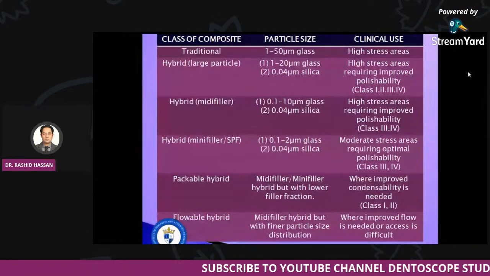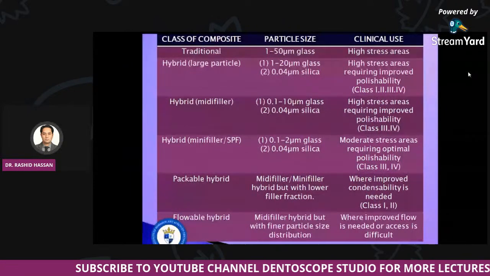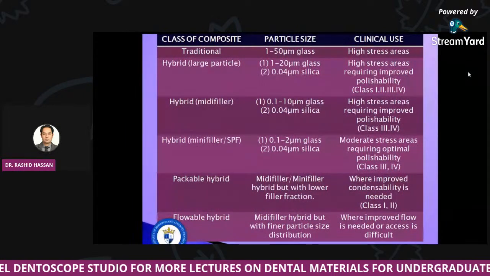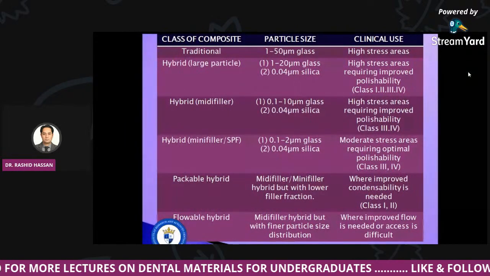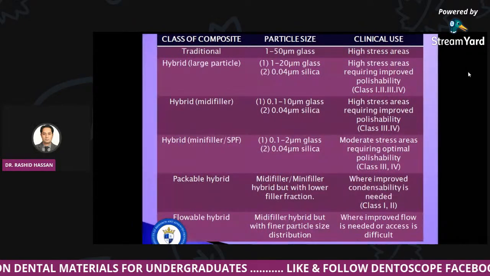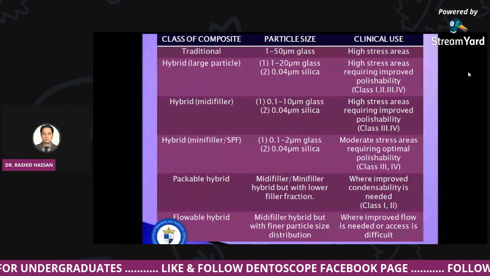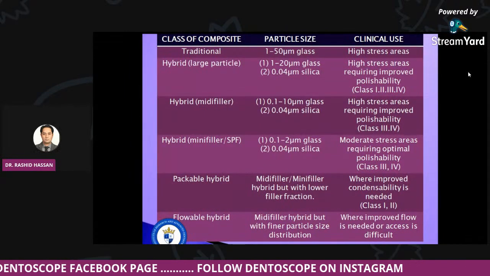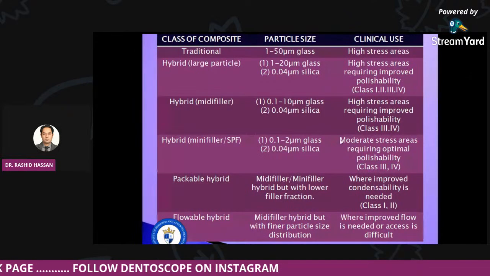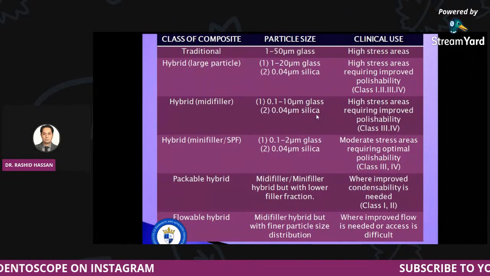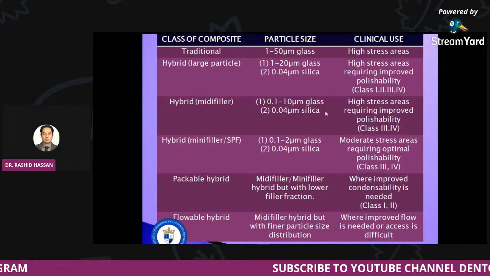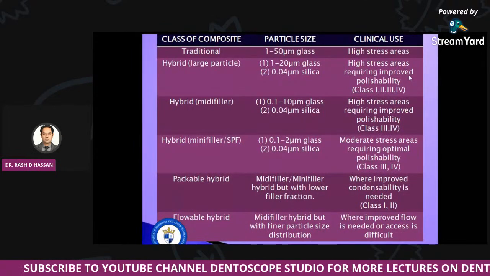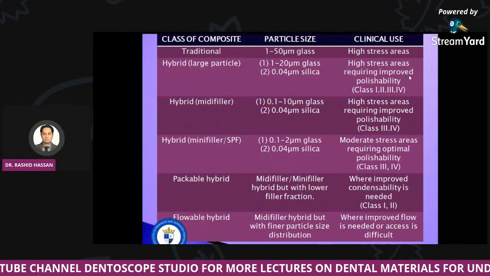So, only changing the size changes the name of your dental composite. Because they have larger size, they are called large particle. Then if the size is medium, they call it mid filler. Then if the size is even smaller, it is called small particle filled. But the two types of inorganic filler particles that you see, all these three, are colloidal silica and the glass particles. They are used in different classes: class 1, 2, 3, and 4, and high stress areas.